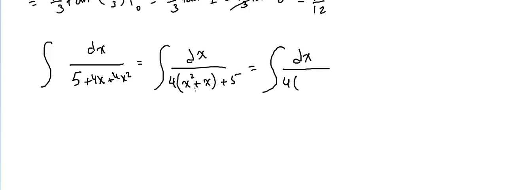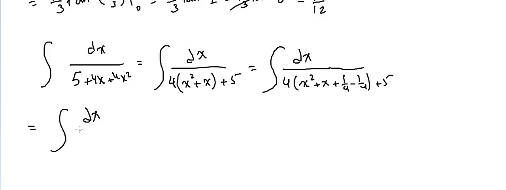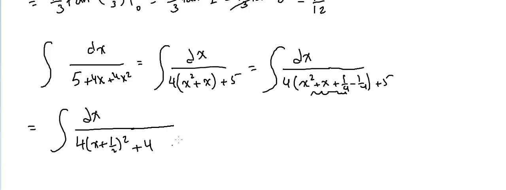Let me complete the square over here because I need u squared, right? It's x squared plus x. What is the coefficient of x? It's 1, divided by 2, it's half squared. It's 1 over 4 minus 1 over 4, and plus 5 outside, which is equal to the integral of dx over 4 into x plus 1 over 2 squared, which is this as an identity square, and minus 1, right? Because minus 1 over 4 multiplied with this 4. So minus 1 outside and plus 5, it's plus 4 simply.